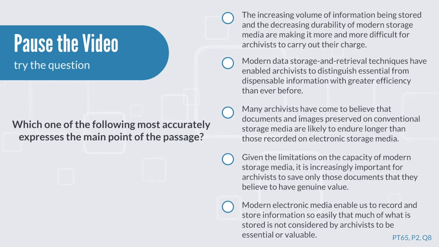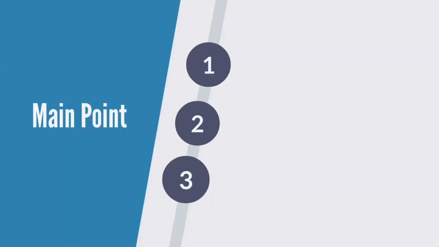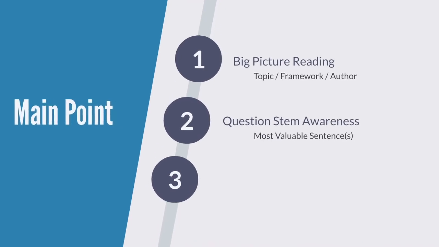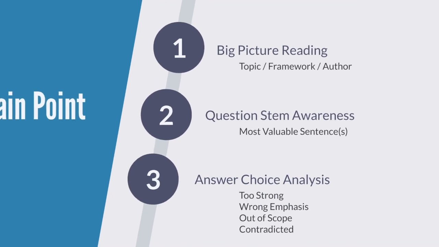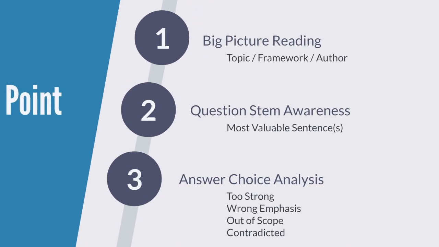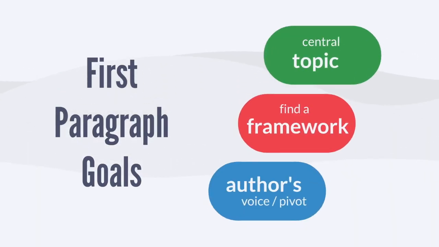We need to be able to get through that in about 45 seconds. Most passages are going to start with a main point question. When we look at these answers, we got to be stubbornly thinking, it's got to be about this central topic, and it's got to express my author's purpose. And if I'm down to 2, I'm going to check my most valuable sentences. There's a special kind of trap answer category here, wrong emphasis, where it's saying something true, but it's just way too narrow or not the central topic.